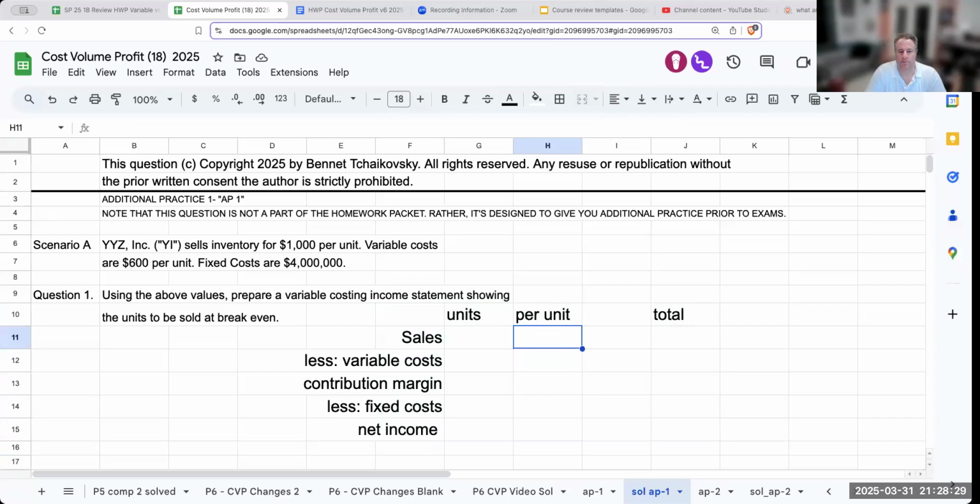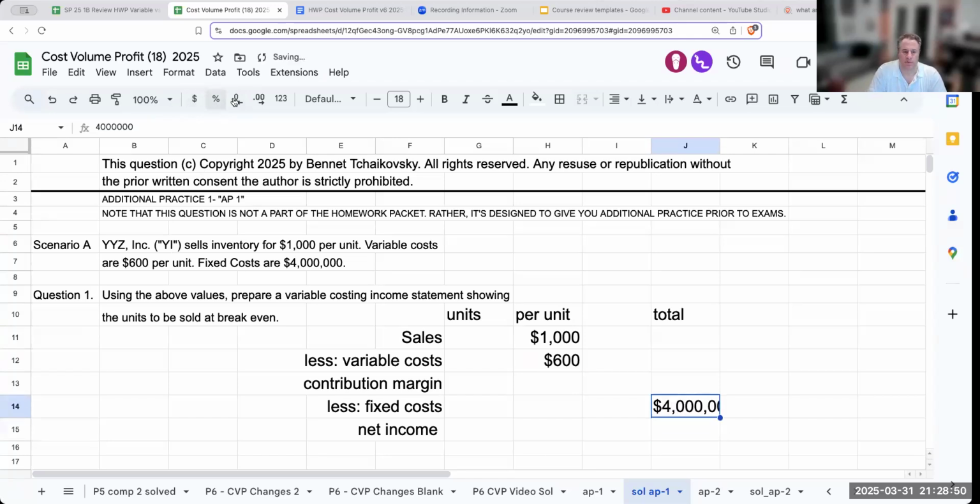So over here, my per unit: YYZ sells inventory for $1,000 per unit. And my variable costs are $600 per unit. And my fixed costs are $4 million.